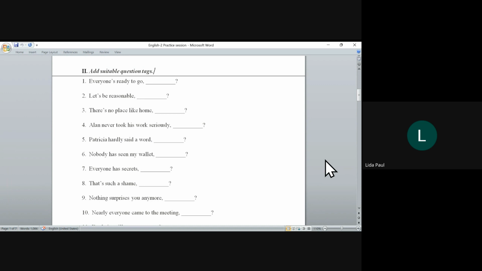What is this? Did he? Helen never took his work seriously. Did he? Correct. Patricia hardly said a word. Did it's not "did he". Patricia is a female name. So did she? Okay. Did she? Okay.